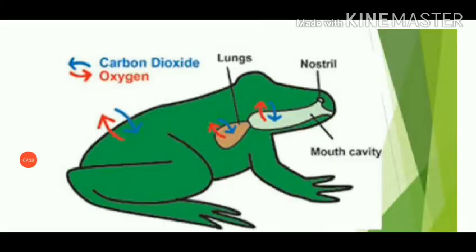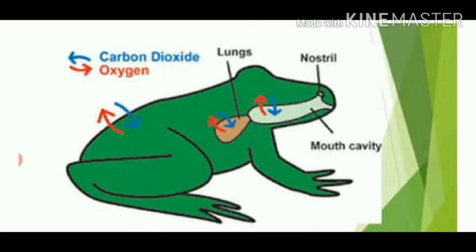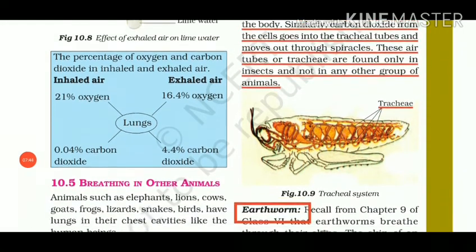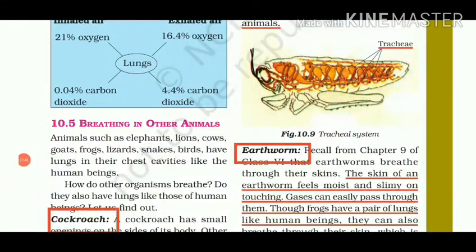Also, the frog, like humans, possesses a pair of lungs, but when they are in water, they breathe through skin, and on land, they breathe through their nostrils and pair of lungs. So, this is how breathing takes place in cockroach, earthworm, and frog.